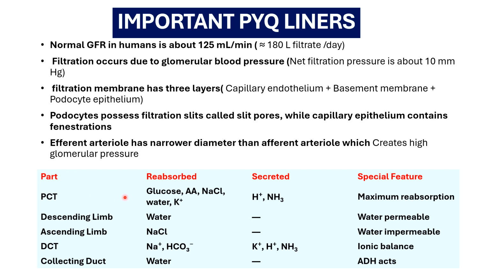Look at the table here. Site of maximum reabsorption, PCT. Site of minimum reabsorption, ascending limb. Water permeable segment, descending limb. Water impermeable segment, ascending limb. Very, very important: function of DCT, maintaining the ionic balance. Now, conditional reabsorption takes place in, answer would be again DCT. ADH acts on collecting duct. Okay, so these are the important PYQ liners. Practice them well.